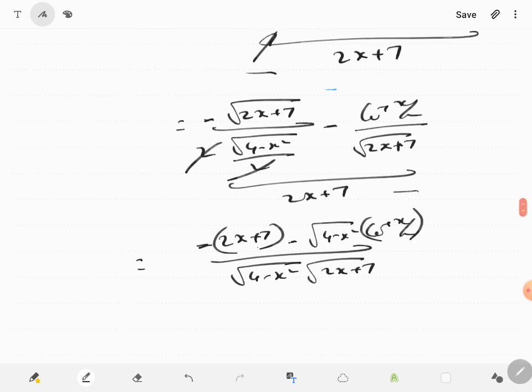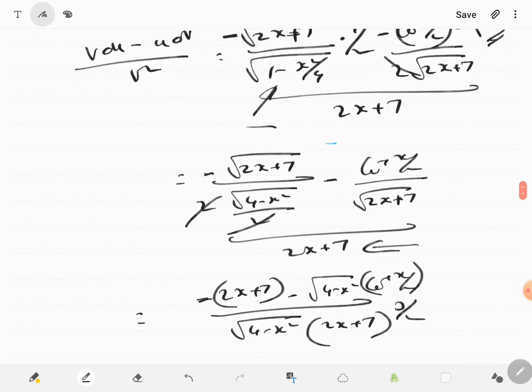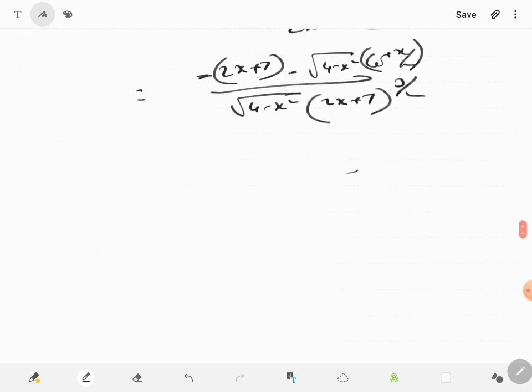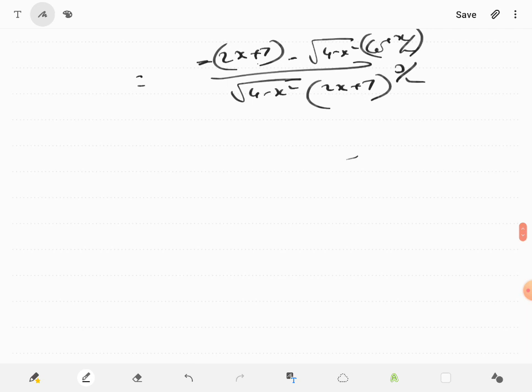You also have this denominator 2x plus 7. So therefore this root and that will get added as exponents and become 2x plus 7 whole to the power 3 by 2. So something like this is what I would do. So check your book back answer anyways and then proceed. So let's go to the next sum.